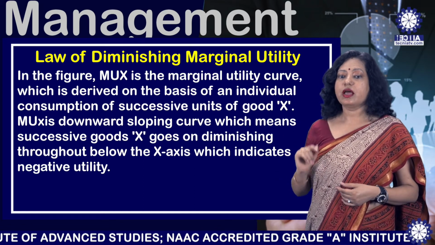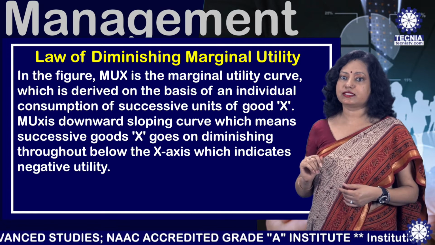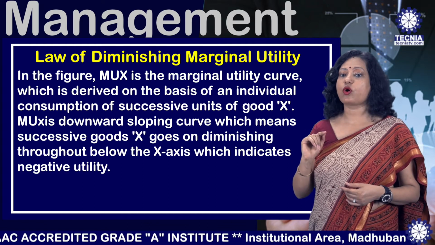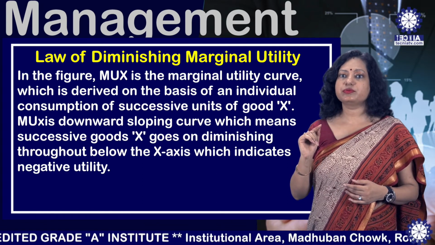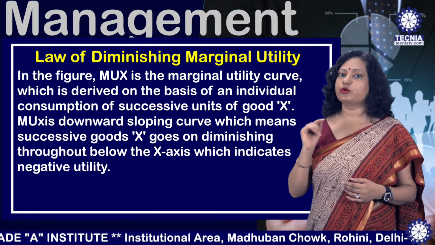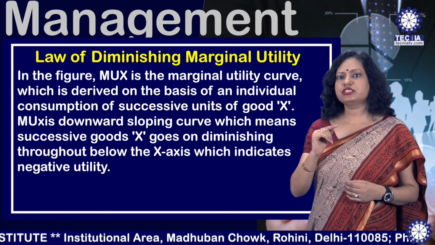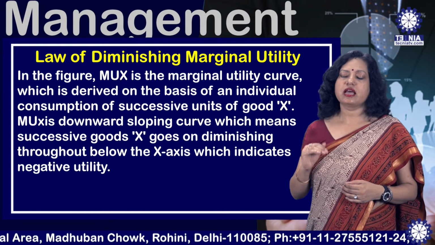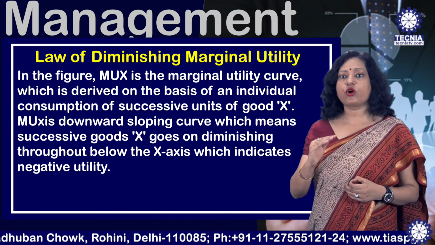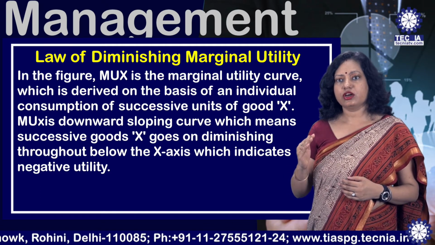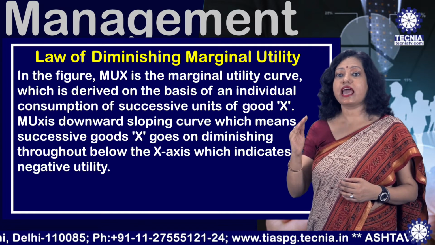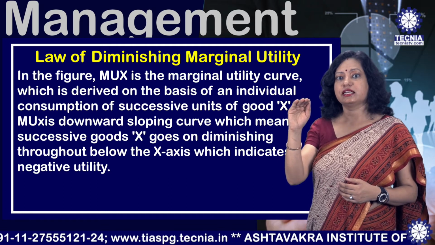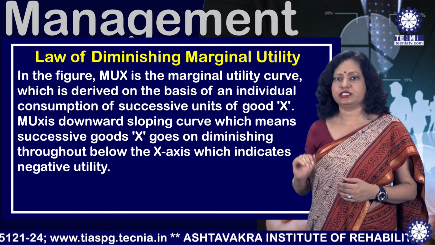In this figure, the marginal utility of commodity X and the marginal utility curve are derived on the basis of an individual's consumption of successive units of commodity X. Marginal utility is a downward sloping curve, which means the marginal utility derived from every successive unit of commodity X goes on diminishing throughout, and below the X axis it indicates negative utility.